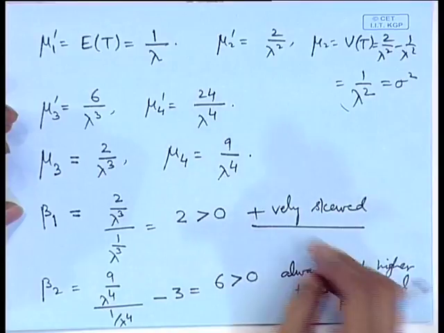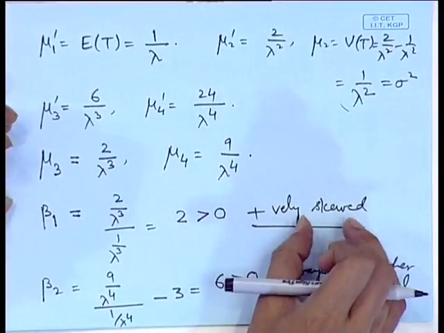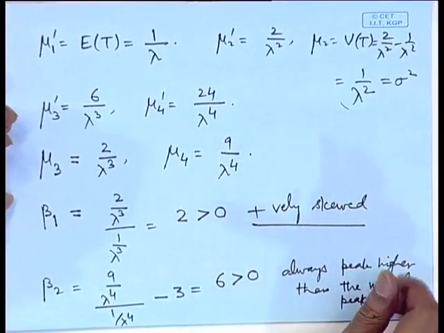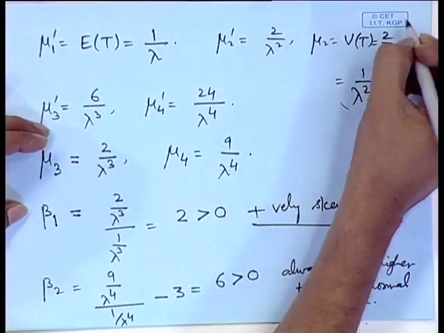Same thing we observed in the Poisson also. In the Poisson distribution, the measure of skewness was 1 by lambda. So, it was positively skewed, but as lambda becomes large, it approaches the symmetry. Similarly, the measure of kurtosis was also having lambda in the denominator. But here these measures beta 1 and beta 2 are constant, and they will always have the same behavior, that is positively skewed and the peak higher than the normal peak.